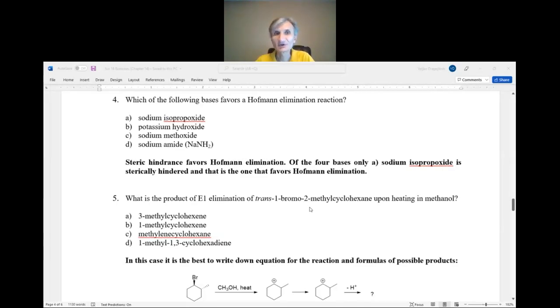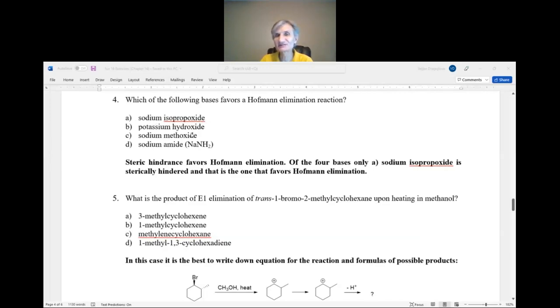Okay, question number 4. Which of the following bases favors a Hofmann elimination reaction? That's going to be a base that is hindered, that is rather large, because steric hindrance in general favors Hofmann elimination. And so sodium isopropoxide, that's actually pretty hindered, so that could be correct.